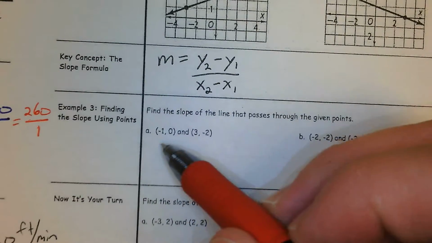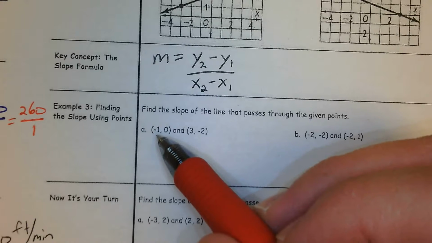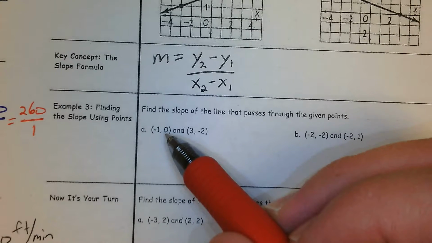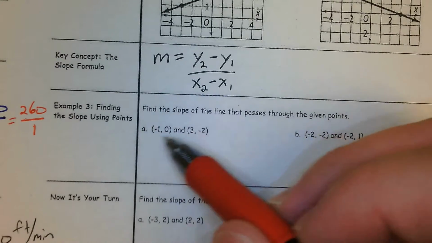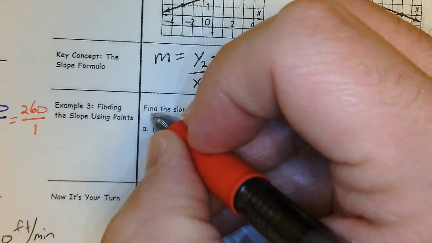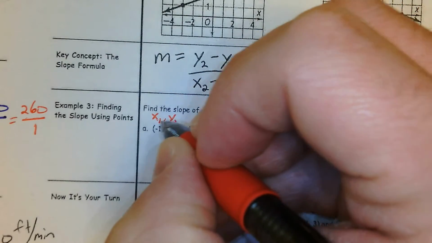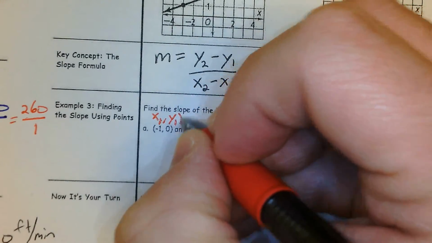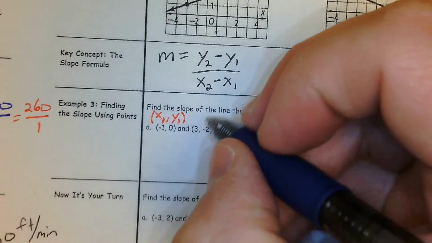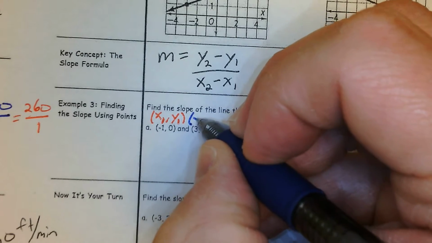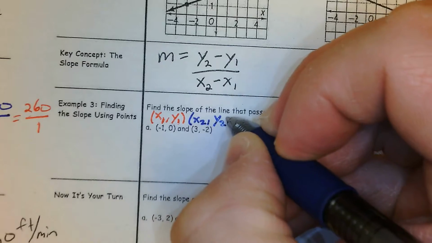Okay, so looking at this, A, you have 2 points. Every point has an x value and a y value. So we're going to call this first point, point 1. Then the coordinates of this point would be x1 and y1. So we have that little subscript there. Then for this second point, the coordinates of this point are going to be x2, y2.